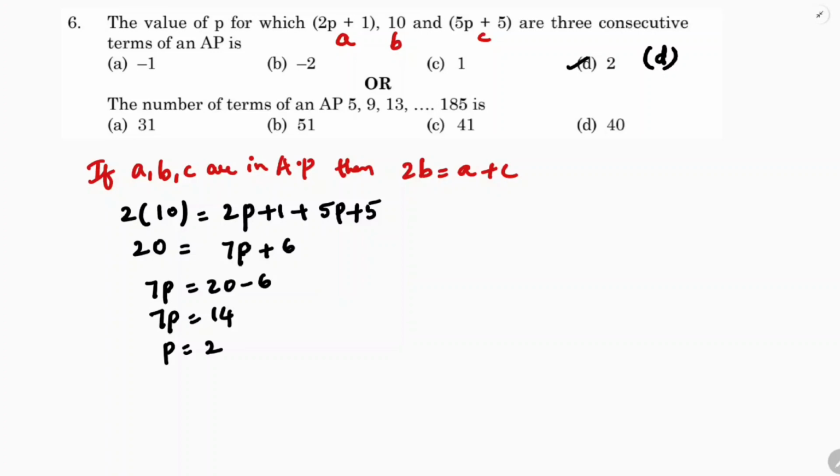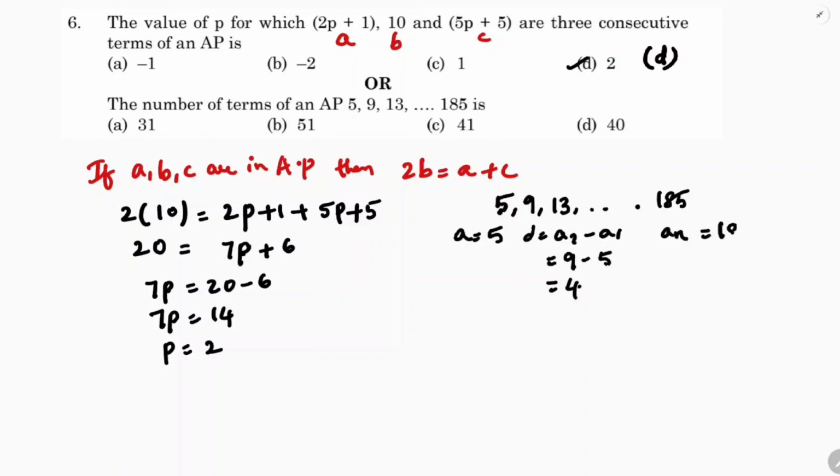Next one, the number of terms in the series: 5, 9, 13, and so on, up to 185. Here a is 5, d is a2 minus a1, 9 minus 5, which is 4, and an is 185. So the formula is an equals a plus (n minus 1) times d, which is 185.